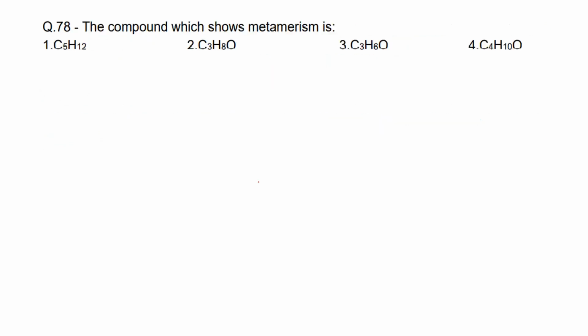And next, question number 78. The compound which shows metamerism is. Metamerism, only a few functional groups will show. Among the given formulas, the fourth option can show metamerism because it can give you ethers. Two types of ethers it can give you. So the answer is option 4, and these are the two types of ethers: diethyl ether and methyl propyl ether. Both of them are metamers. So question number 78, option 4 will be the right answer.